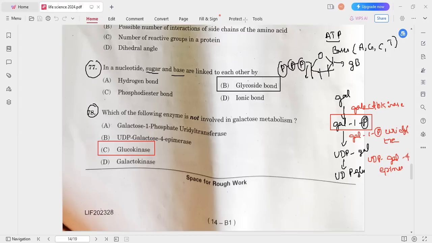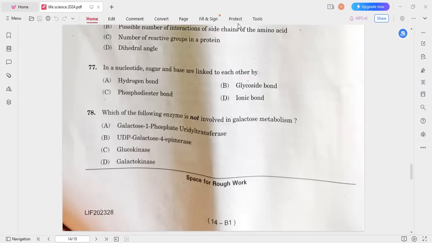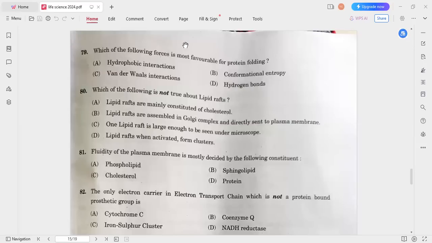Okay, so this is about question number 78. So now move on to the next question, that is question number 79. Which of the following forces is most favorable for protein folding? Okay, so here for the protein folding, the major force which is involved is hydrophobic interaction. So that's why option A is the correct answer for question number 79. Anyhow, van der Waals force and hydrogen bond are also involved, but the most favorable interaction is hydrophobic interaction.